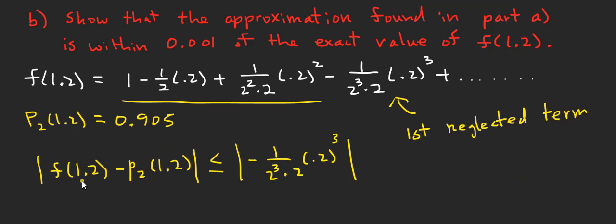Therefore, the maximum error is less than or equal to the absolute value of this. And when you simplify this, you get 1 over 3,000. And you know that 1 over 3,000 is less than 0.001. So therefore, the maximum error, the approximation, is within 0.001 of the exact value of f of 1.2.